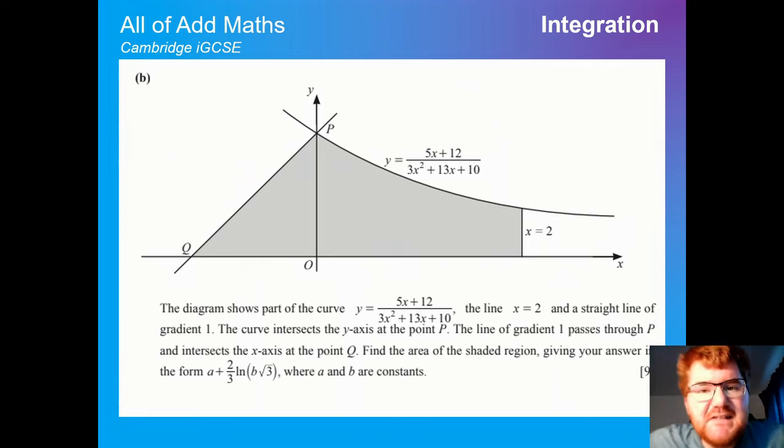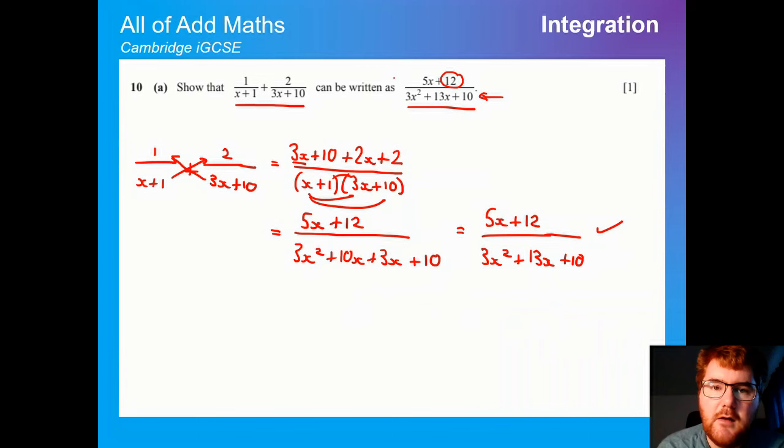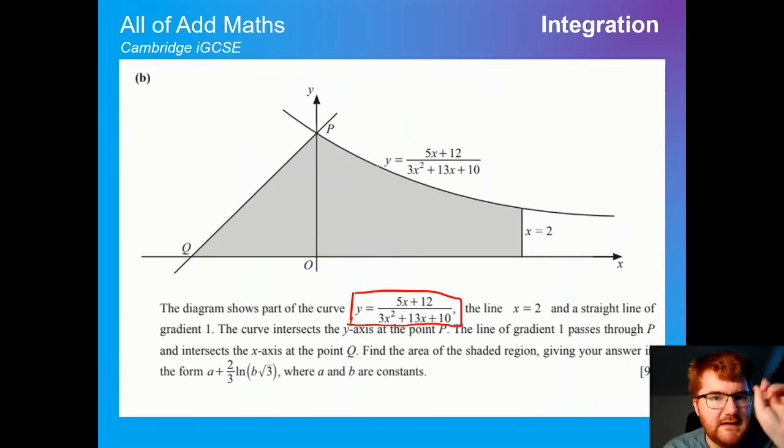Right, we've got a massive 9-mark question here, so it's going to take a little bit of work to go through. The diagram shows part of the curve y = (5x + 12)/(3x² + 13x + 10). As soon as I see this, I think, we just had this in the previous part of the question. Notice we wanted to write that in terms of two fractions. That's interesting, keep it in mind.